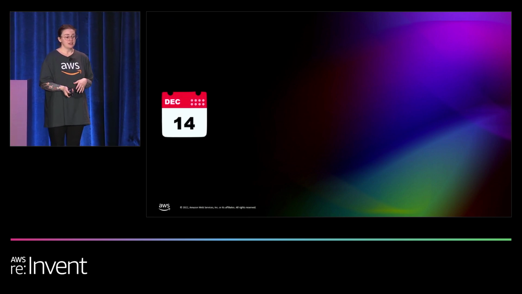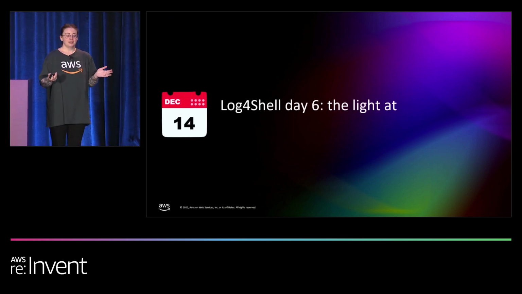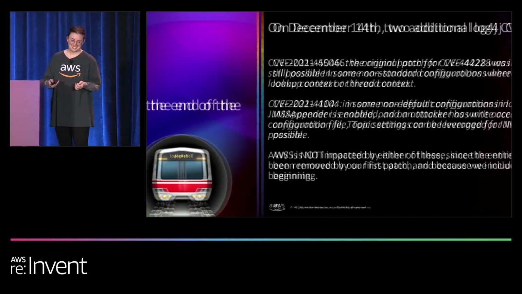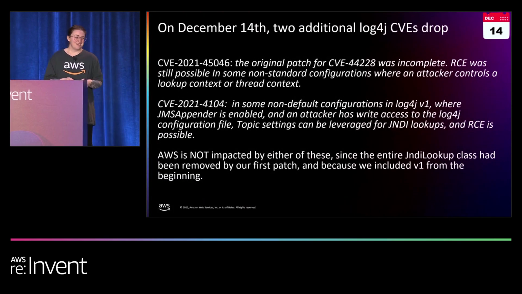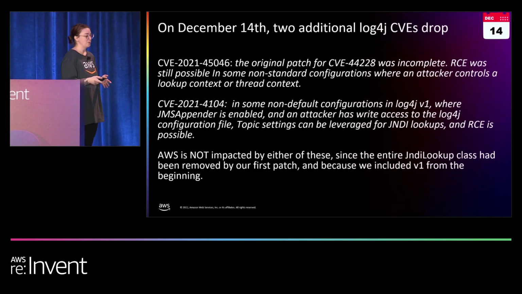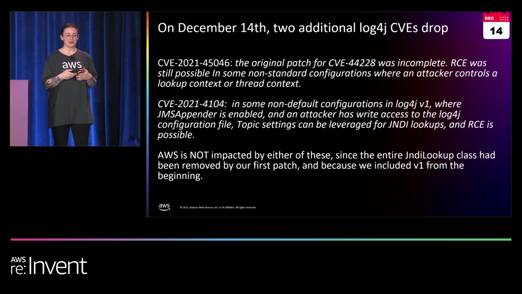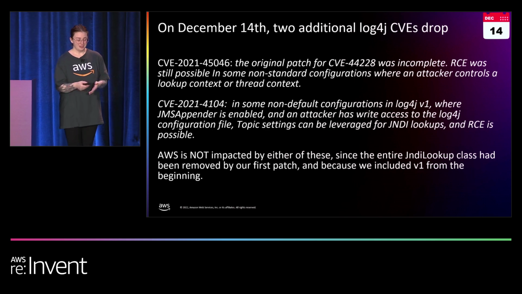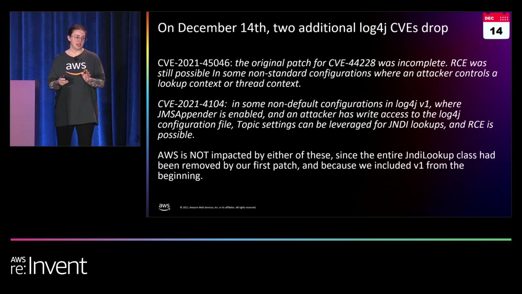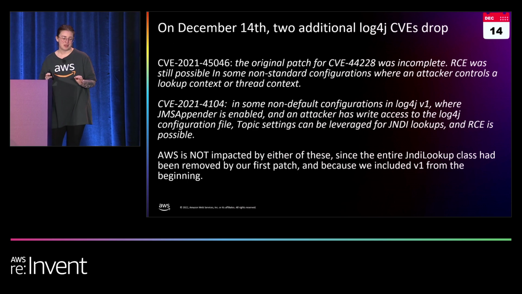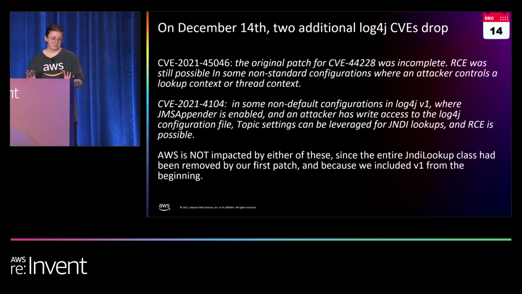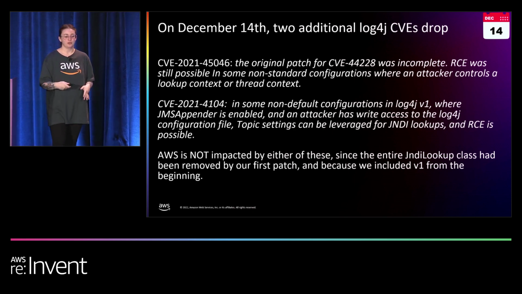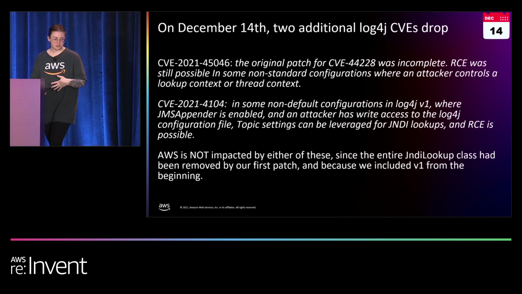So on December 14th, another Log4j CVE. Actually, two. So the first one is basically that the original patch, spoiler alert, was not complete, in some non-standard configurations still. Security people love, by the way, saying non-standard configurations. It basically means out of the box, don't worry about it. But like, if you did this other thing, maybe. But basically, RCE was still possible in some non-standard configurations.